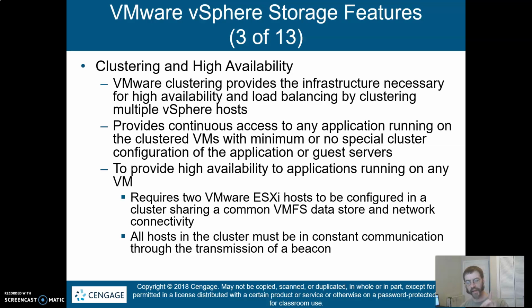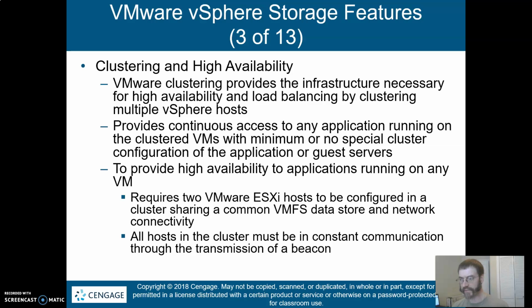Now, to have high availability, you have to have at least 2 ESXi hosts with a common data store and common network connectivity. What that really means is that they should have a management network common between them, and probably also a storage area network in common between them, so they can both get to the same data store. If those 2 ESXi hosts aren't using a common data store, you can't cluster them for this purpose. They may be doing other things, but for this purpose, you can't cluster them.